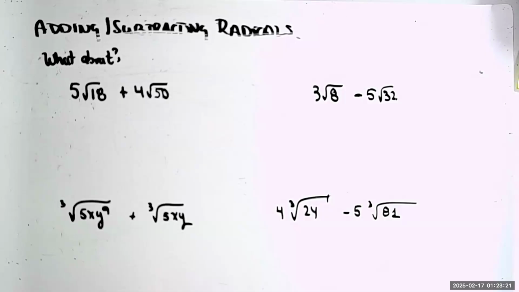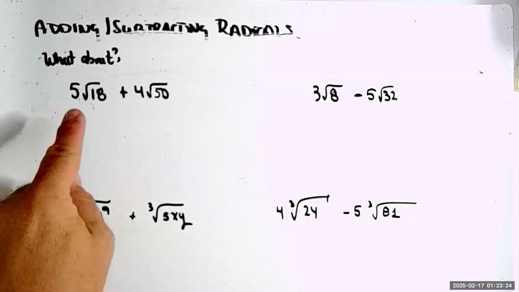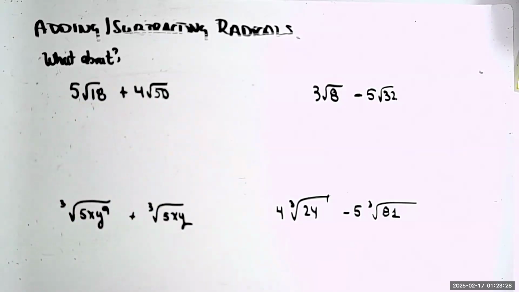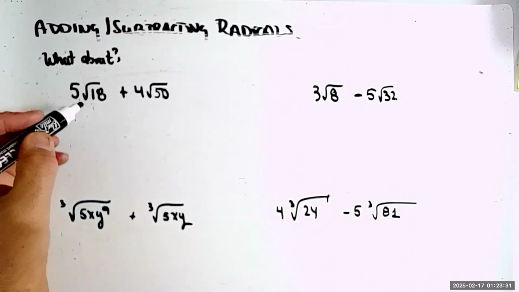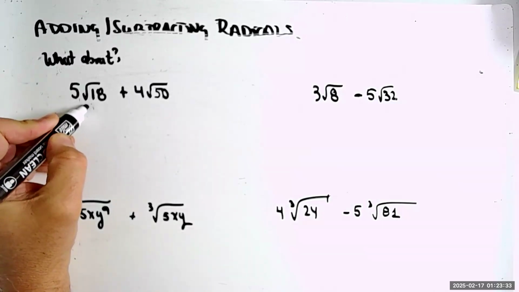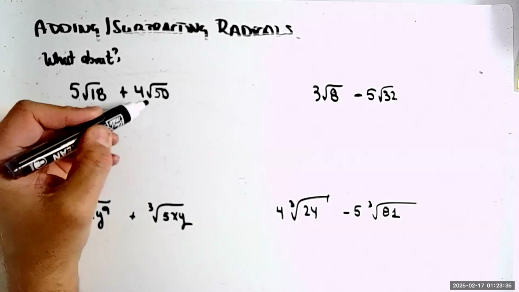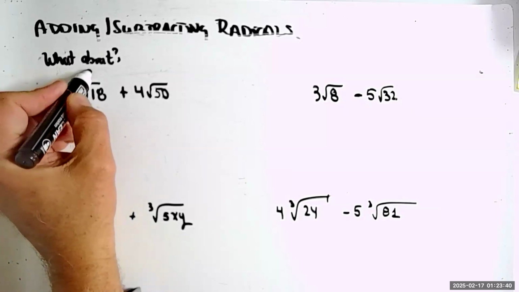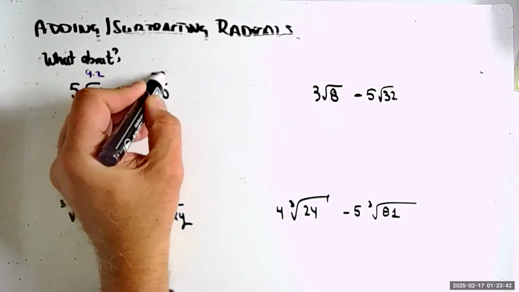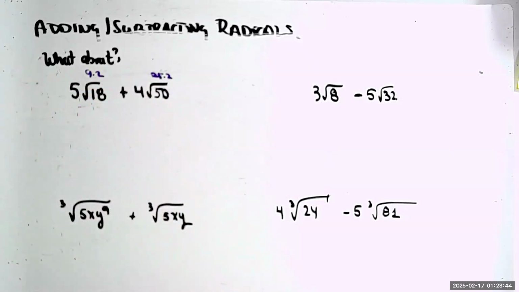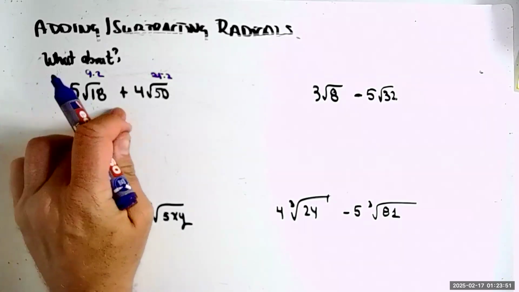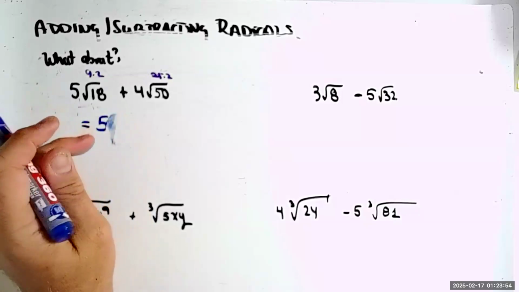Of course, I cannot add the square root of 18 with the square root of 50. However, notice that these are not in the simplest form. 18 is the same thing as 9 times 2. 50 is the same thing as 25 times 2. So if I were to write this one, it's going to be 5 times.